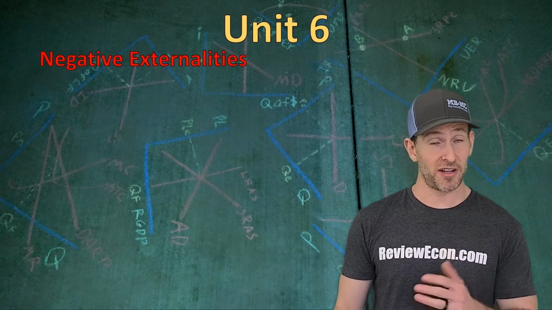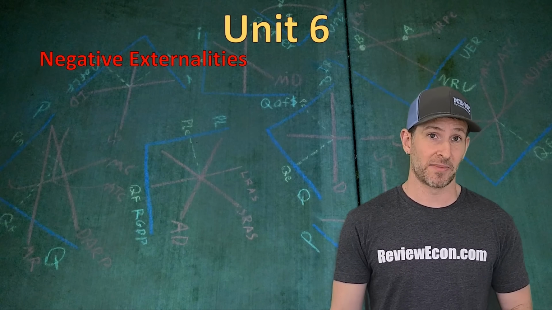Now on to Unit 6, which is all about market failures. One of the market failures you need to learn about is externalities.